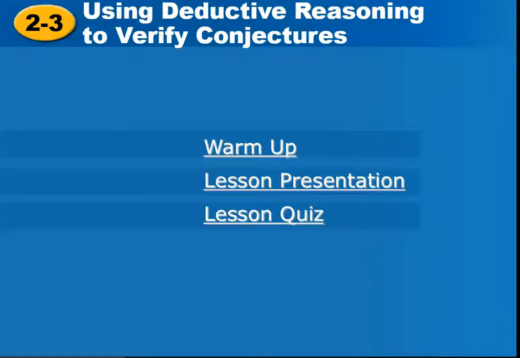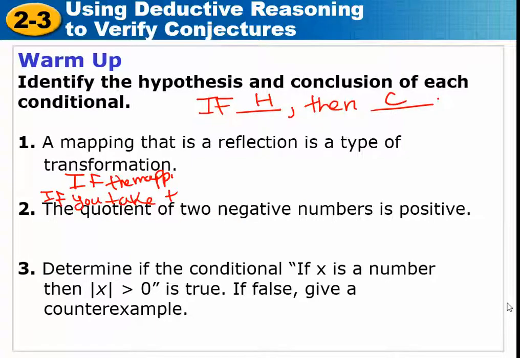So we're going to start with a warm-up. This is just from earlier this chapter, so it's not way back from Chapter 1. Identify the hypothesis and the conclusion of each. When you do that, remember it's if the hypothesis, then the conclusion. So the hypothesis is the part after the if, and the conclusion is after the then.